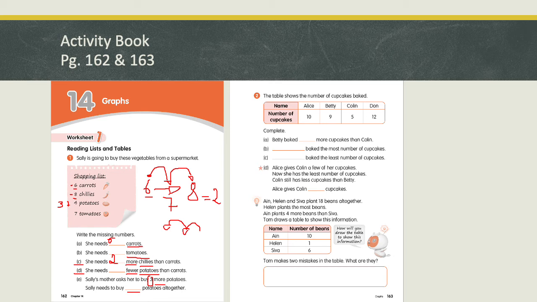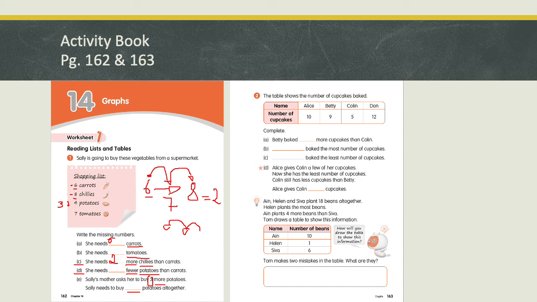On page 163, read number 2. The table shows the number of cupcakes baked. So you have name: Alice, Betty, Colin, and Dawn. Number of cupcakes: Alice baked 10. Betty baked 9. Colin baked 5. And Dawn baked 12. You're doing the exact same thing you did here, now with cupcakes instead.